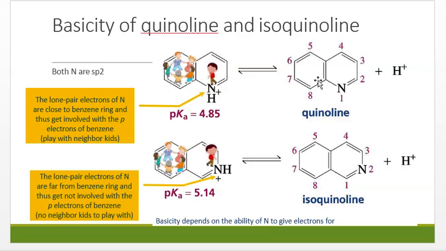How? The lone pair electrons of the nitrogen are close to the benzene ring and thus get involved with the pi electrons of benzene, with no neighbor to play with, as you can see from this structure. And the lone pair electrons of nitrogen are far from the benzene ring and thus do not get involved with the pi electrons of benzene, but have no neighbor to play with. Basicity also depends on the ability of the nitrogen to give electrons.